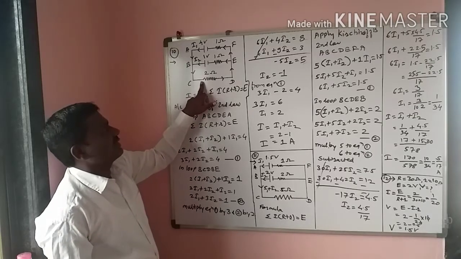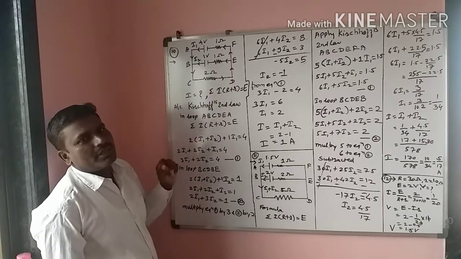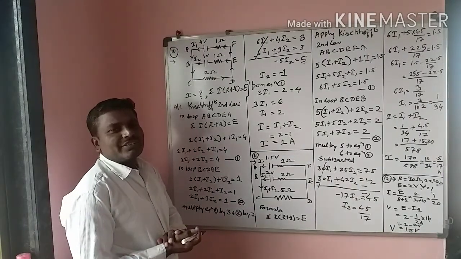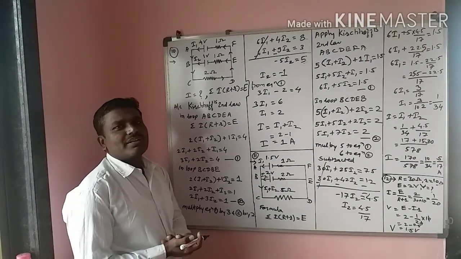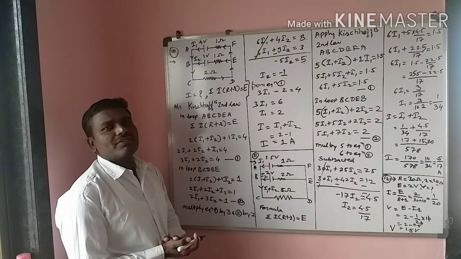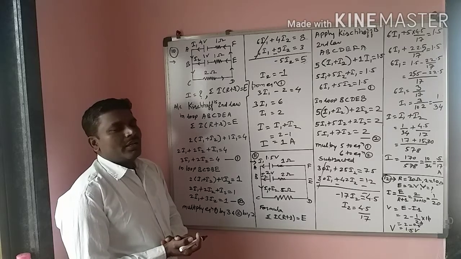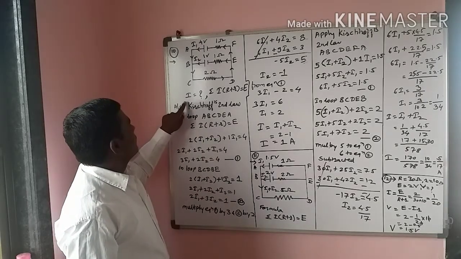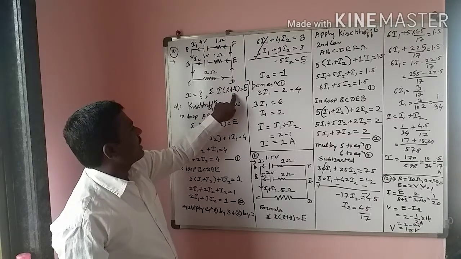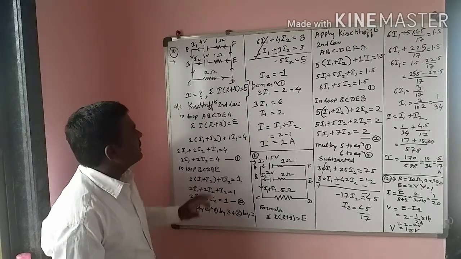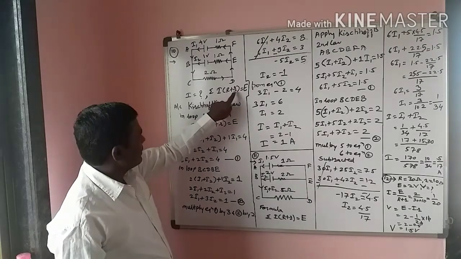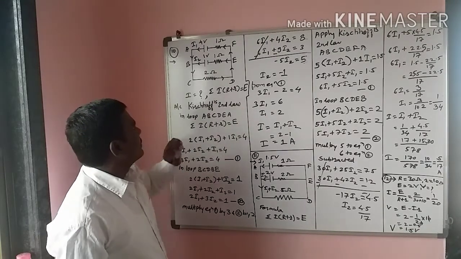through the external resistance. We learned in this chapter Kirchhoff's voltage law. According to Kirchhoff's voltage law, the algebraic sum of potential differences and the EMF of the cell is equal to 0. Here that formula is given, summation of I R plus r is equal to E. R is the external resistance and small r is the internal resistance.